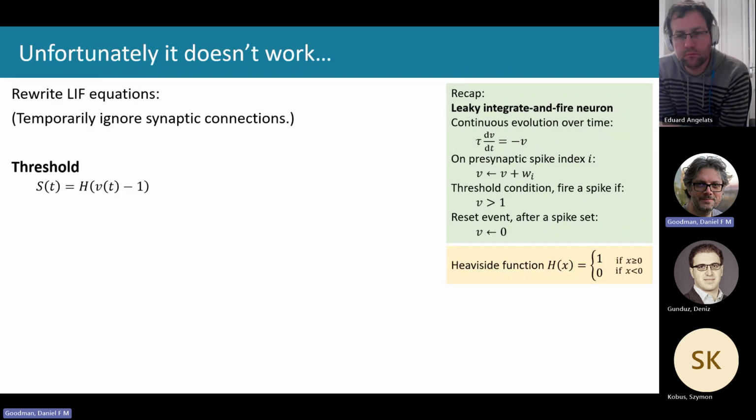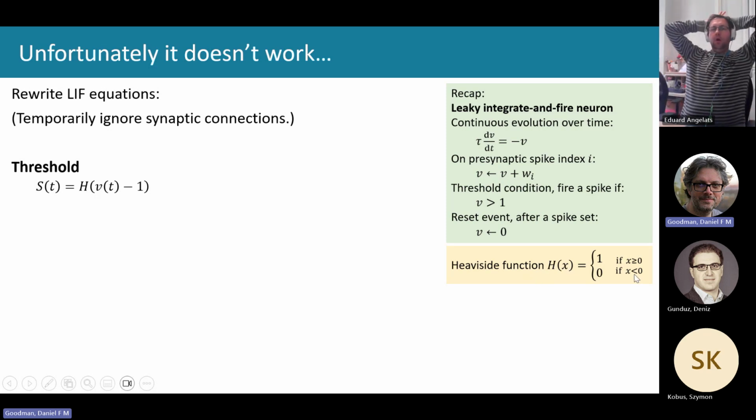So the threshold operation, which over here is written as v is greater than 1, I'm going to write like this. S of t is the Heaviside function of v of t minus 1. Right, the Heaviside function is this function that is 0 when x is less than 0, and 1 if x is greater than 0. So S will be 0 if v is below the threshold, and 1 if v is above the threshold.